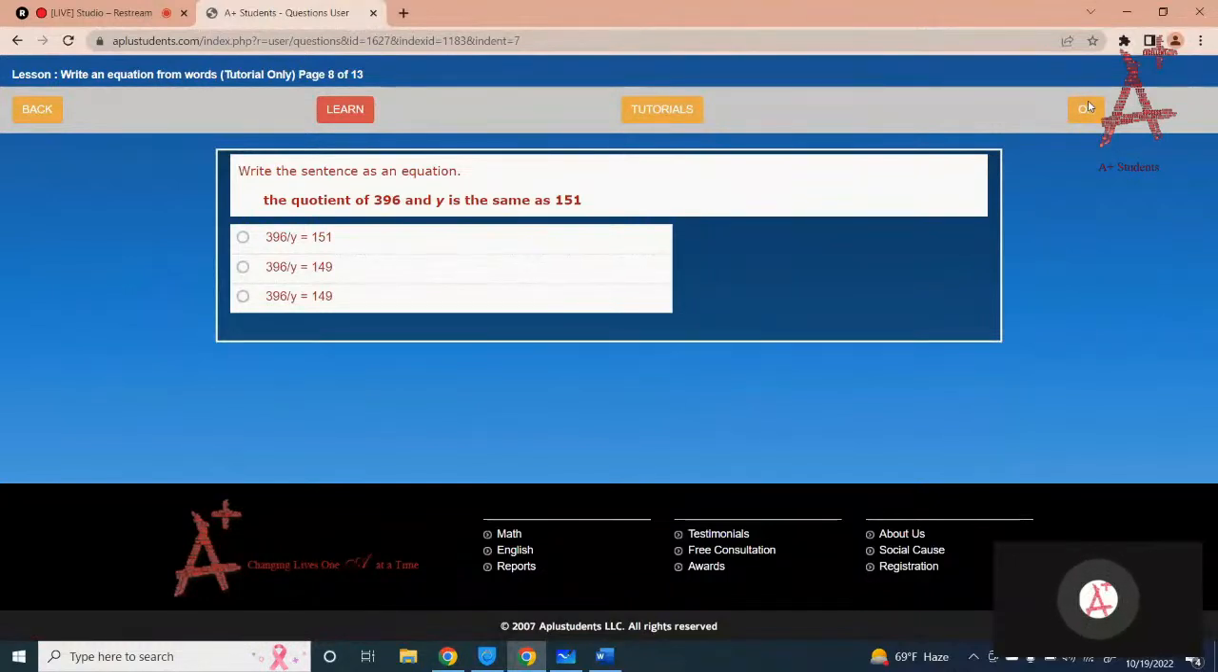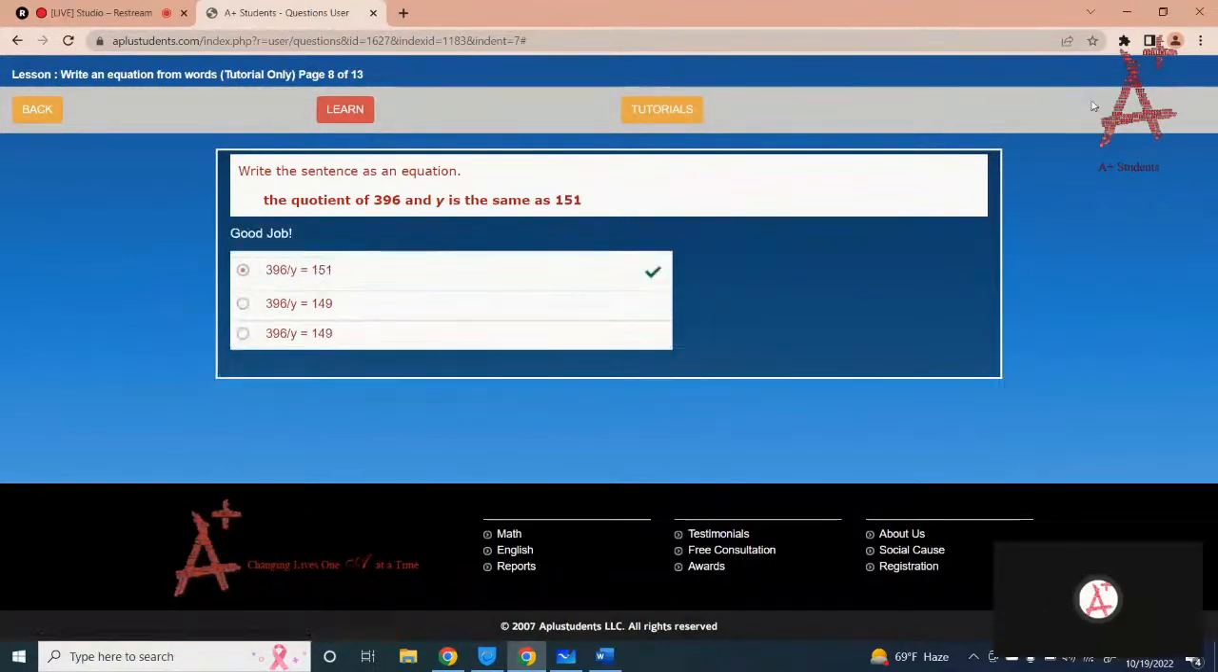Okay, write the sentence as an equation. The quotient of 396 and y is the same as 151. So it would be 396 divided by y, and that equals 151. Got it? So the first option is the correct one. Select the correct option and click on the OK button.